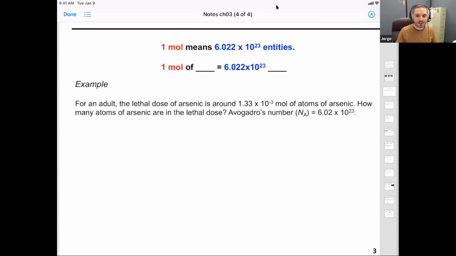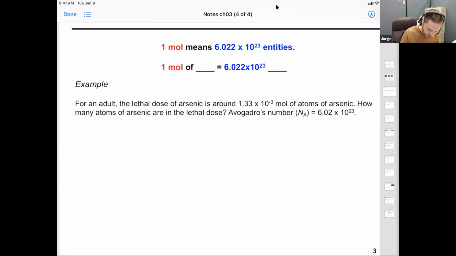Okay, so let's try to tackle this example here. For an adult, the lethal dose of arsenic is around 1.33 times 10 to the minus 3 mole of atoms of arsenic. How many atoms of arsenic are in the lethal dose? The Avogadro's number is 6.02 times 10 to the 23rd.